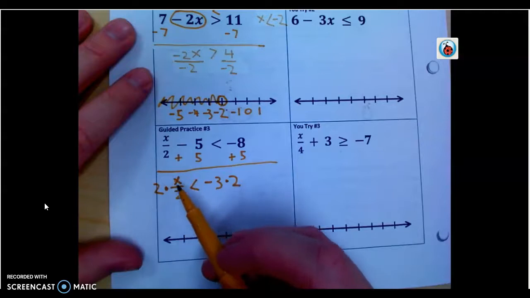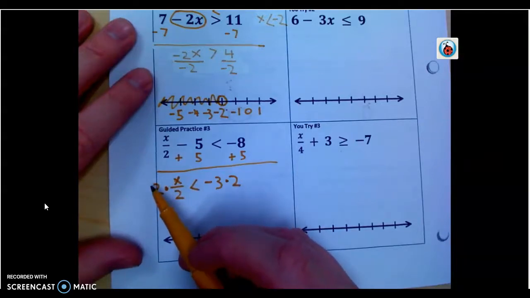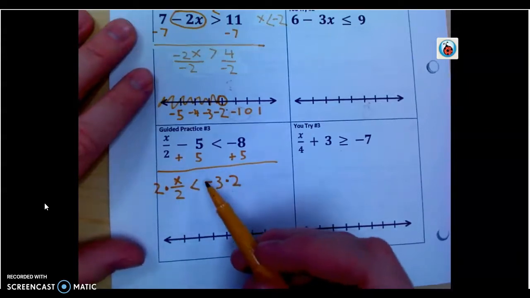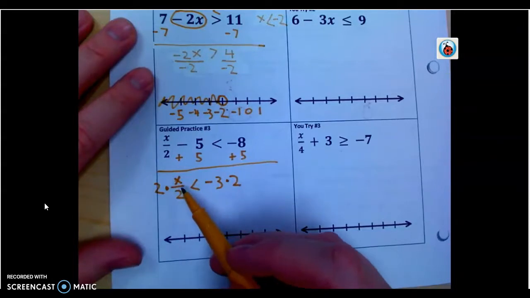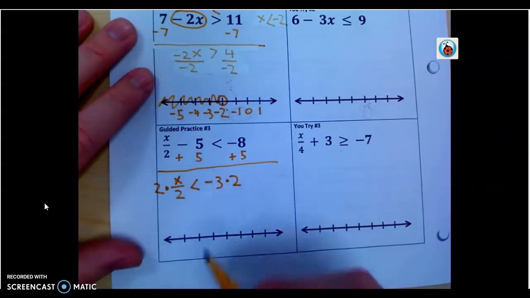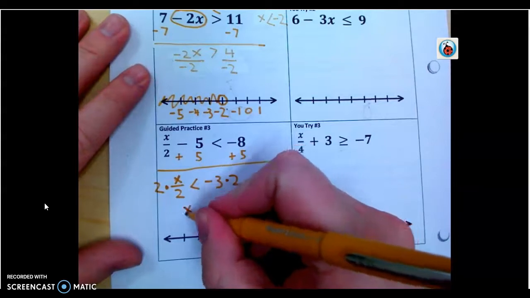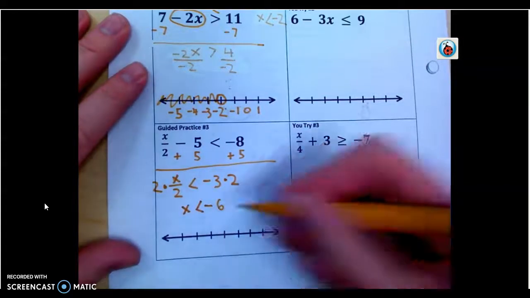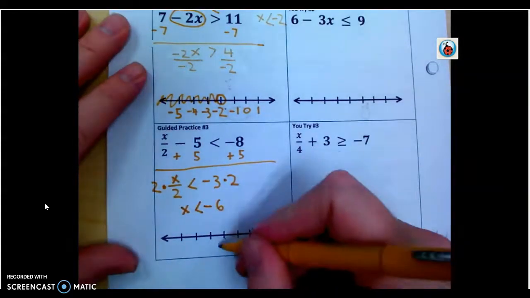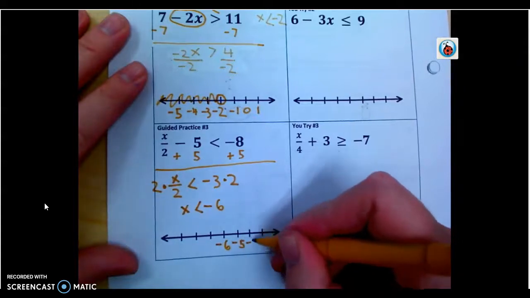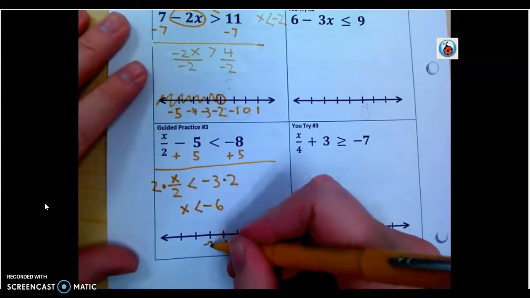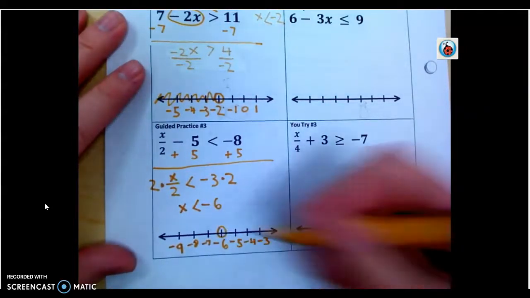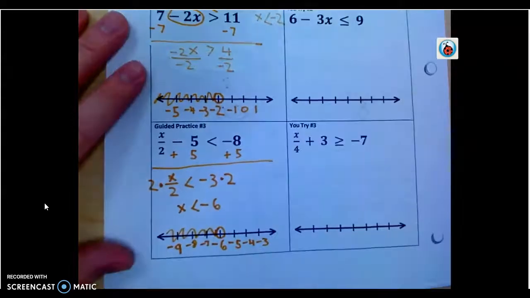The reason is we are not multiplying by a negative, right? We're multiplying by positive 2. There just so happens to be a negative involved, but we're not multiplying by a negative. There's just a negative involved. Hopefully that difference makes sense to you. So this just becomes x is less than negative 6. We don't flip the sign. Create our number line. Negative 6, negative 5, negative 4, negative 3, negative 7, negative 8, negative 9. We're going to have an open circle at negative 6, shading to the left.